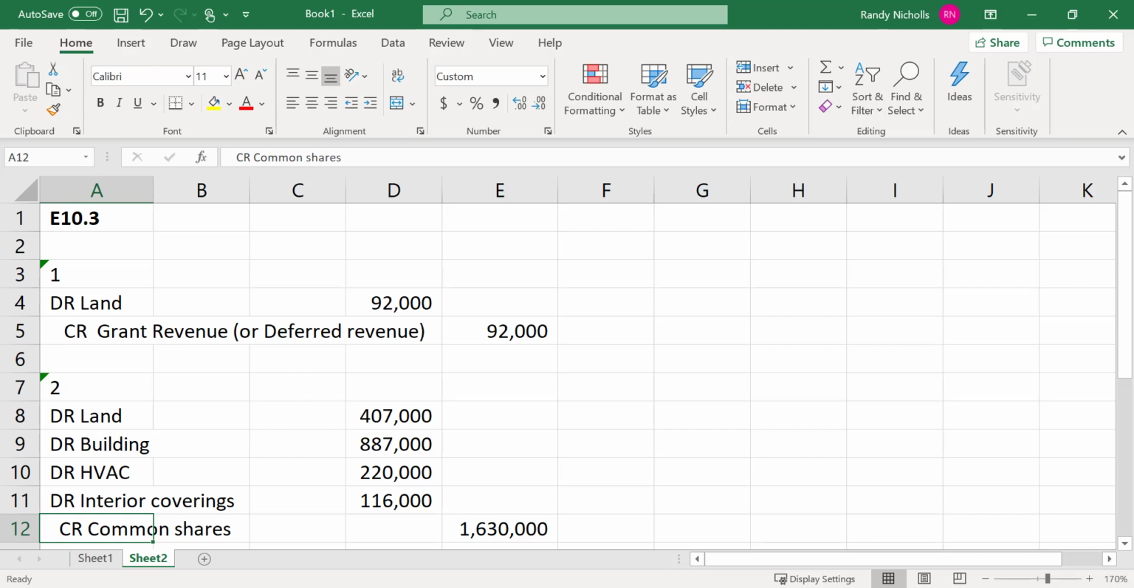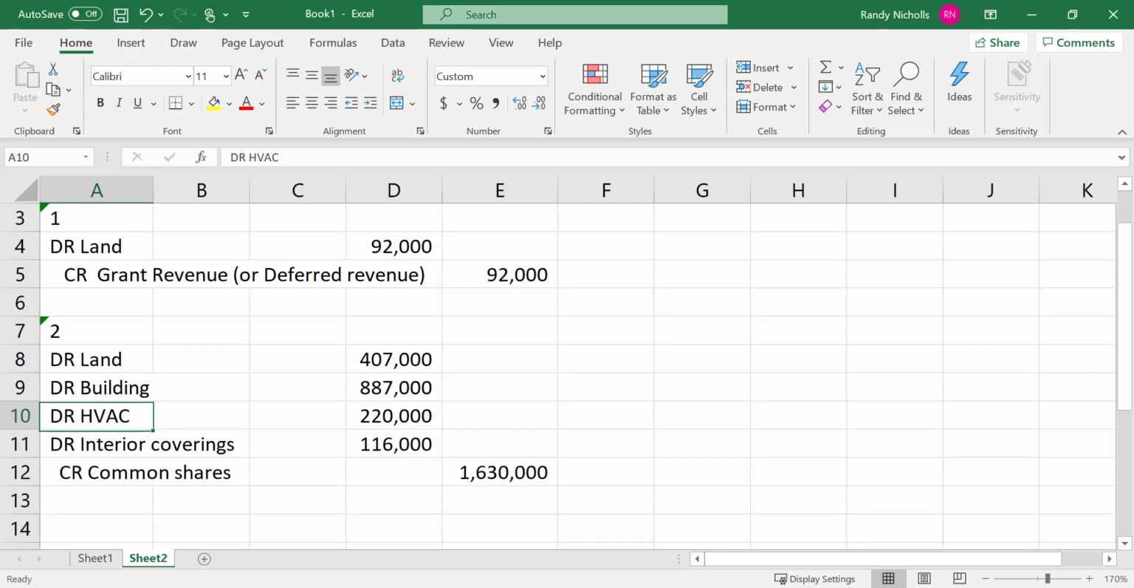Part 2, we issued some common shares in exchange for land and building. They go through and give us all the values for the land and building. And then they talk about the shares and how they're private, and there was some issued, whenever. Again, you want to pick the better estimate. The shares of a private company are not a good estimate, so we're going to use the fair values that were appraised for the land, the building, the HVAC, and the interior.